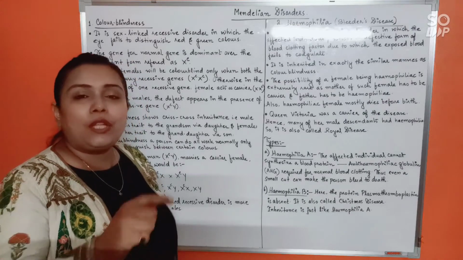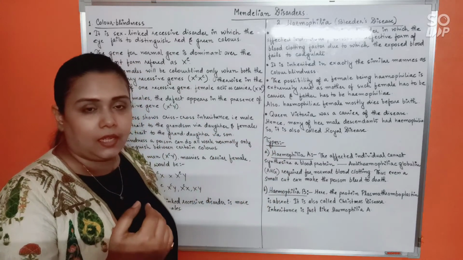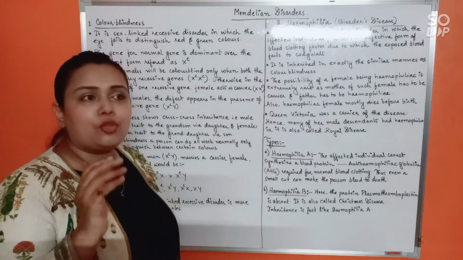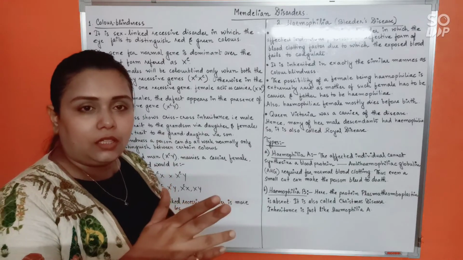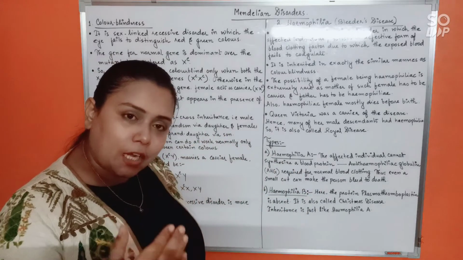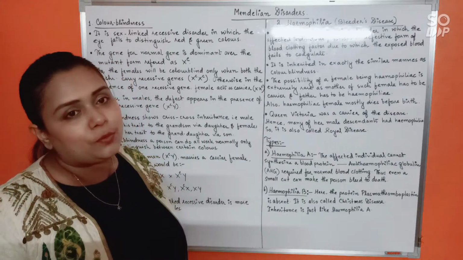See, you know that the X chromosome passes on from the mother to the son. Now the mother can be a carrier, so she would live a healthy life, isn't it? So from the mother, when the X chromosome comes to the son, the son on the other hand will have only one X chromosome.